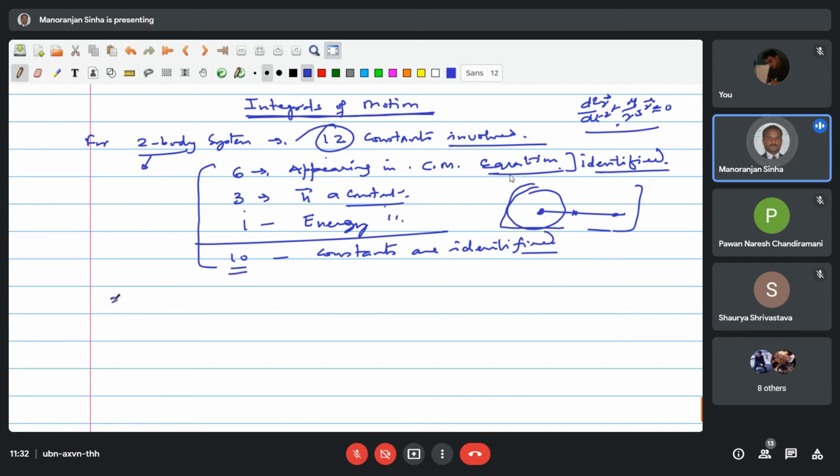The same thing happens with the 3 body system. So here in this case we will have total 6 into 3 constants involved, and those means total 18 constants. And while we can identify only 10 constants.